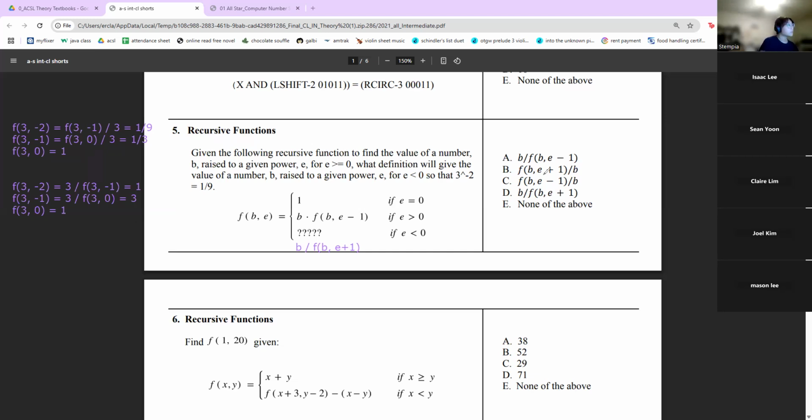Obviously, though, if you already did answer choice B and you tried it and it turns out to work, then you just pick B and move on. But anyways, yeah, that's the reason why B is the correct answer.